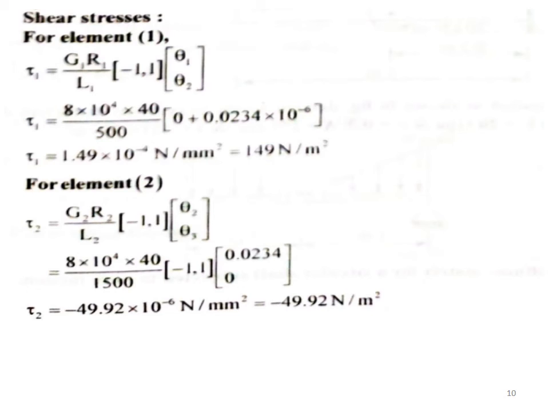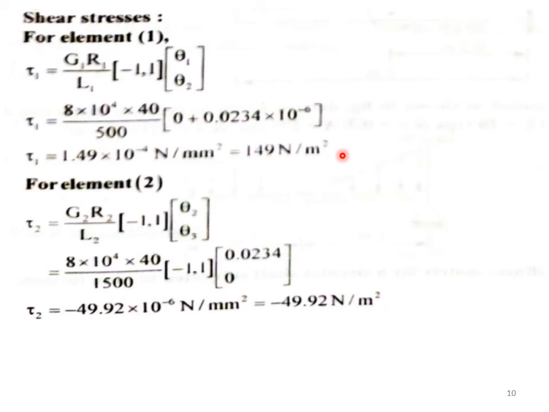Next, we have to find out the shear stresses. For element 1, tau 1 is equal to G1 R1 by L1, minus 1 1, theta 1 theta 2. So tau 1 is equal to 8 into 10 to the power of 4 into 40 divided by 500, into 0 plus 0.0234 into 10 to the power of minus 6. Upon solving, we get the value of tau 1 as 149 Newton per meter square.